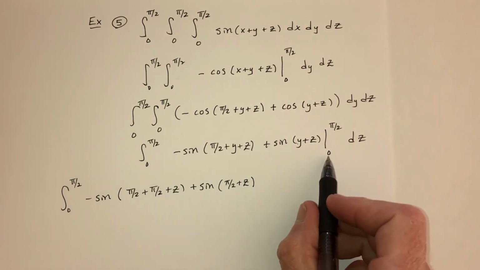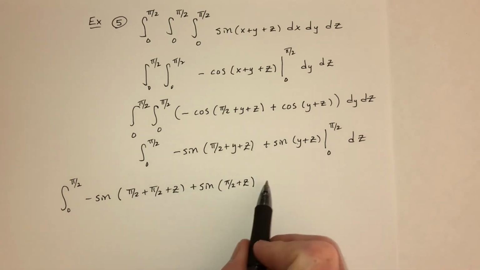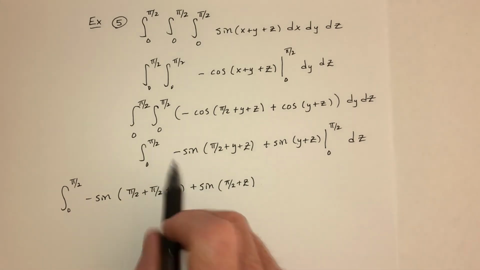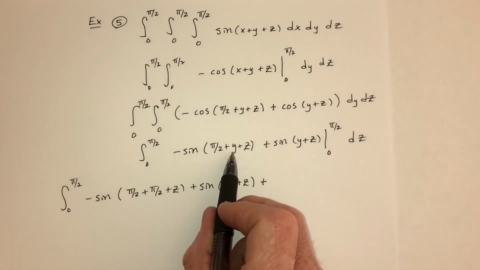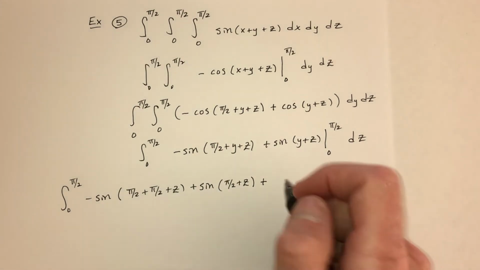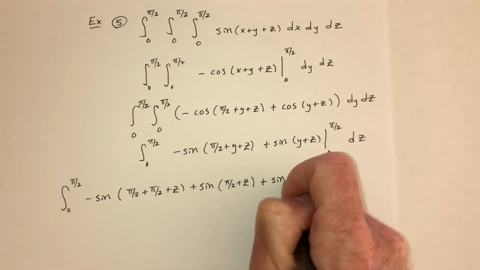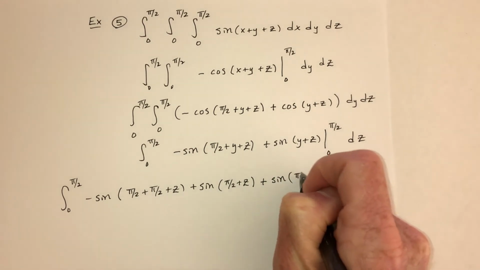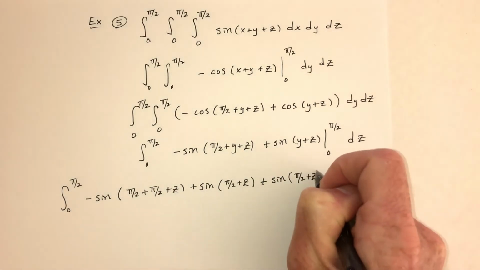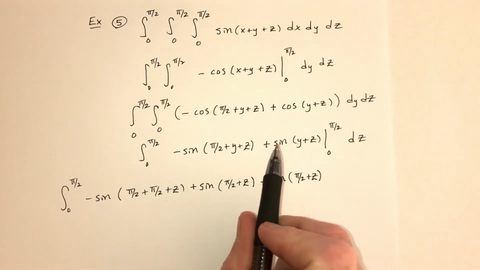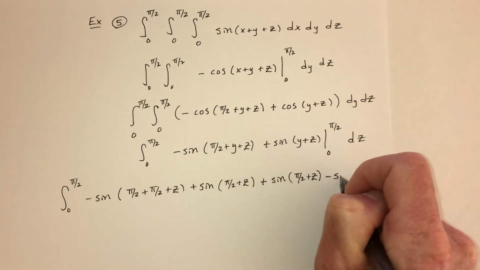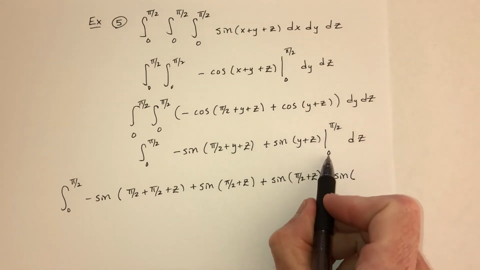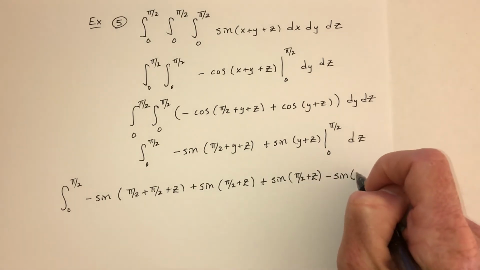And now what about the 0? So then minus this thing. So that actually means plus. And now put a 0 right here for the y. So that'll be sine of pi over 2 plus z. And then minus also this one, which means it's going to be negative sine. And then put the 0 for y, so it's just going to be sine of z.